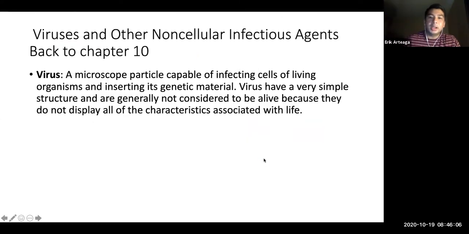So viruses and other non-cellular infectious agents. So we're going back to chapter 10. Viruses are incredibly important, and the discoveries that have been made with viruses are incredibly important with genetic engineering now. Viruses just do a lot of very cool things that we did not know could even be possible, right? We talked about the central dogma from DNA to RNA to protein, right? Well, viruses, we've discovered, have the ability to go from RNA back into DNA, okay?